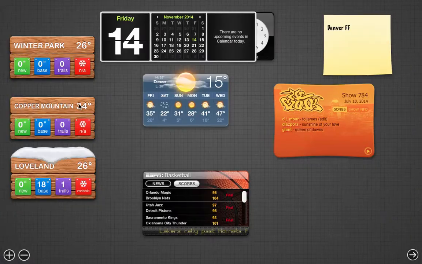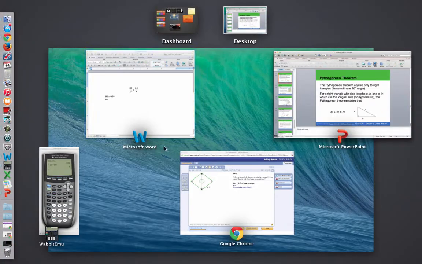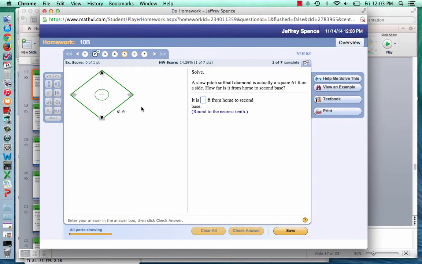Let's look at this particular problem. A slow pitch softball diamond is actually a square with 61 feet on a side. How far is it from home to second base? That's the hypotenuse of this triangle. So that means that this side is also 61 feet.